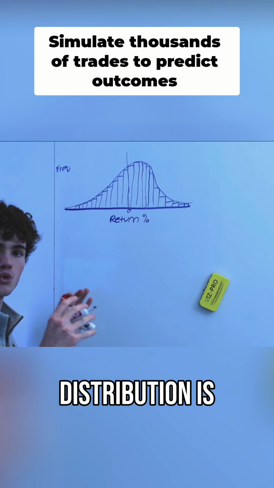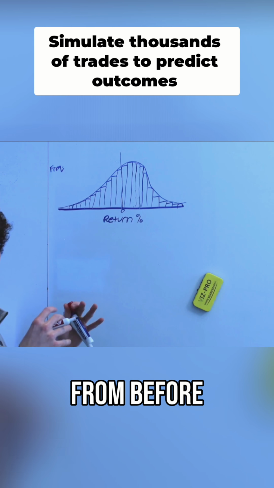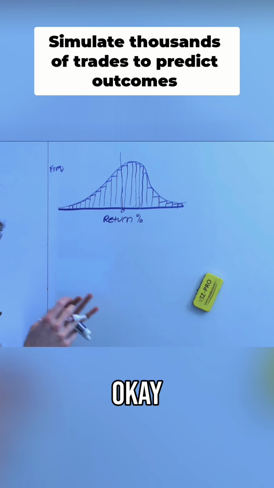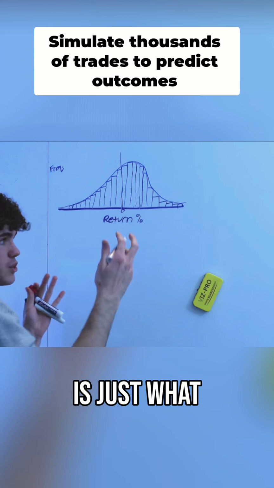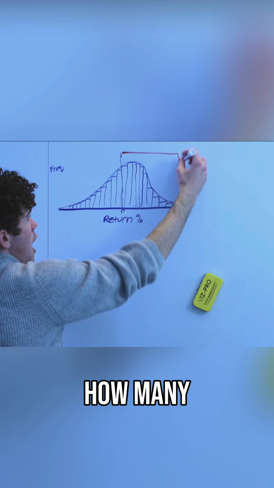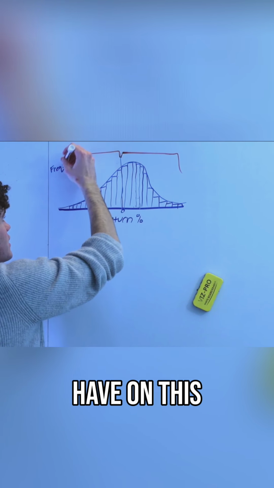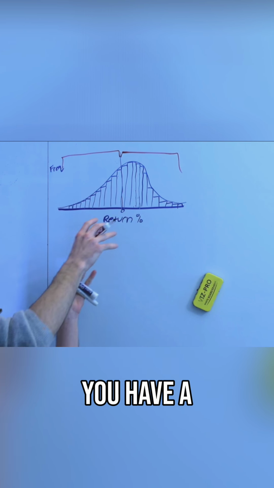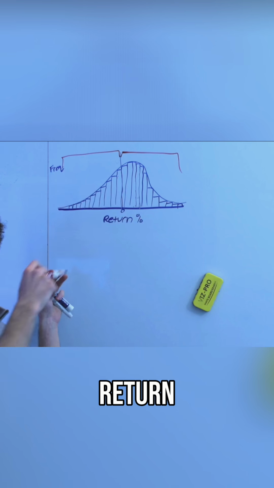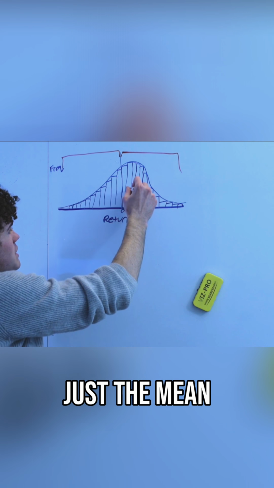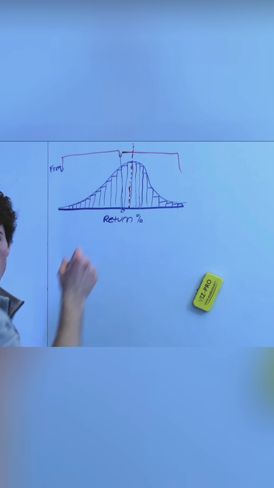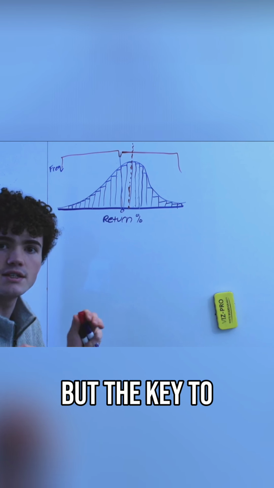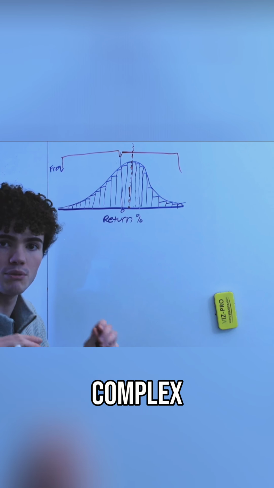This distribution is where all the information comes from before we collapse it into these other statistics, okay? So your win rate is just what you get when you sum how many observations do we have on this side of the distribution, how many observations do we have on this side of the distribution, how many trades did you have a positive return, how many negative return. Your expected value is just the mean of this distribution.